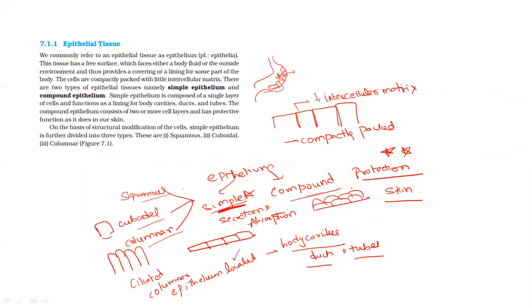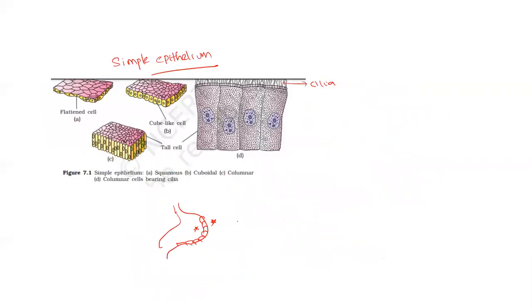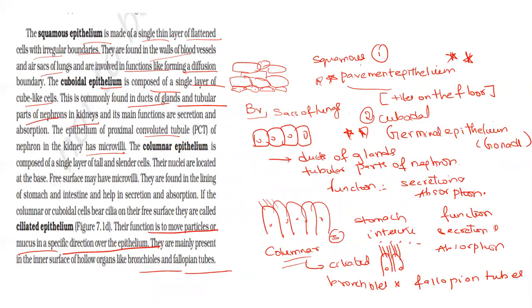Simple epithelium is again divided into squamous epithelium, cuboidal epithelium, and columnar epithelium. A variant of columnar epithelium is called ciliated columnar epithelium. We'll learn about each right now. You can see the simple epithelium over here, cuboidal epithelium over here, and the columnar epithelium over here. And a variation of columnar epithelium where you see cilia, hair-like structures, is ciliated columnar epithelium. Now coming to the squamous epithelium. Squamous epithelium is also called pavement epithelium because it's arranged like tiles on floors. Where can you see it? You can see it in blood vessels and sacs of the lungs.